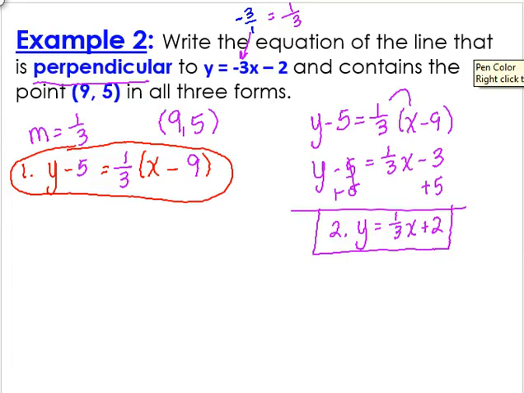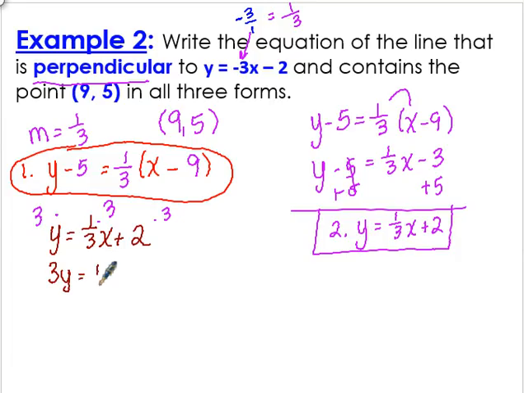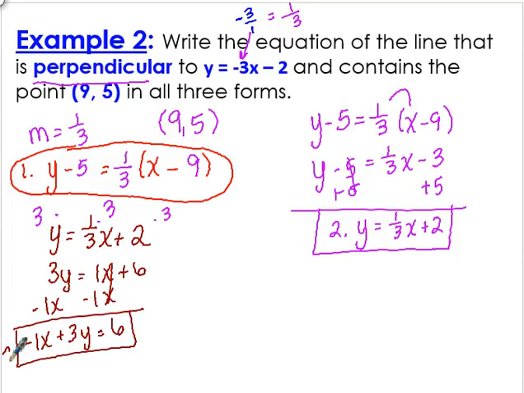Last one, standard form, going from slope-intercept form. I can't have any fractions, so I've got to get rid of my denominator. The denominator I'm trying to get rid of this time is 3, so everything's getting multiplied by 3. And when that happens, I get 3y equals 1x plus 6. I need to move the 1x to the other side, and I get negative 1x plus 3y equals 6. And that's the equation of the line in standard form.